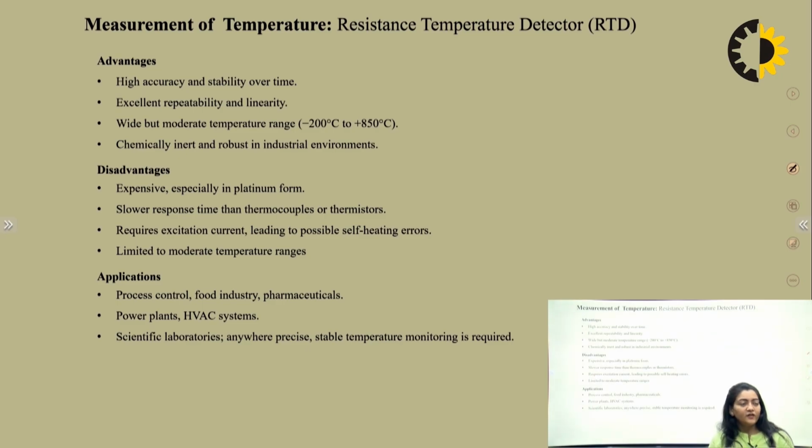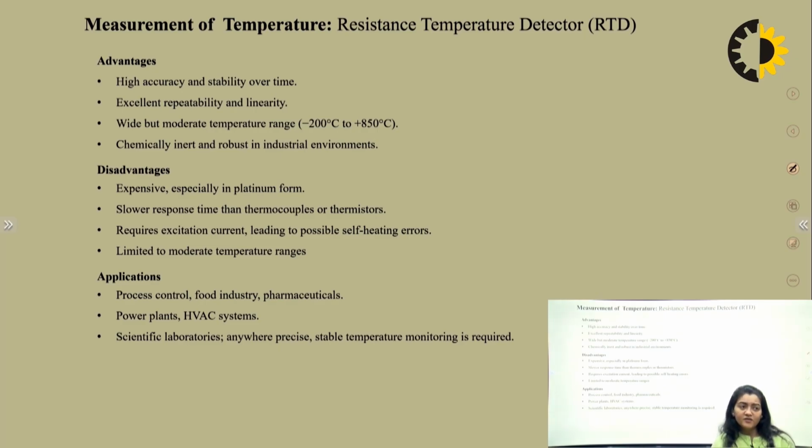Next, what are the advantages of RTD? High accuracy and stability over time, excellent repeatability and linearity, wide but moderate temperature range. It is wide, but still very moderate when dealing with industry where the temperature can go up to 2000 or 4000 degrees centigrade. A boiler temperature can go up to 1000 or 1500 degrees centigrade. Chemically it is very inactive and robust in industrial environments.